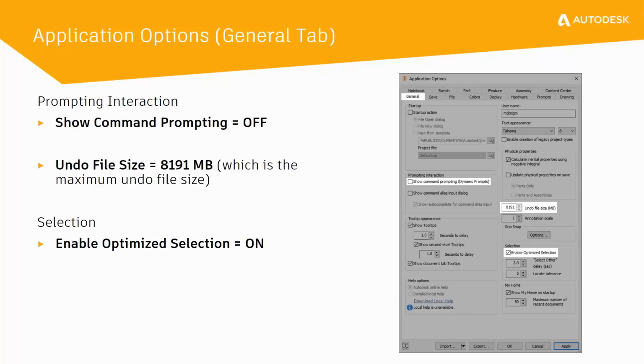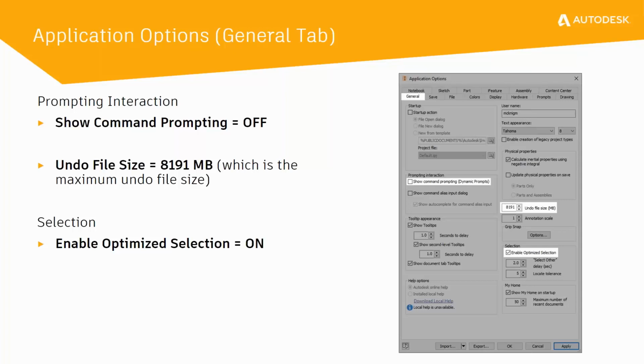When deselected, this turns off command prompts displayed in a tooltip near your cursor. So it's just going to save the system memory a little bit in presenting that information to you. Because we're working on larger assemblies, we want to make sure the undo file size is increased. Now, I've increased the file size to 8,191 megabytes, which is the maximum allowable. So this is going to give us some headroom, because we're working on larger files, to track and manage a lot of the undo options that we have.